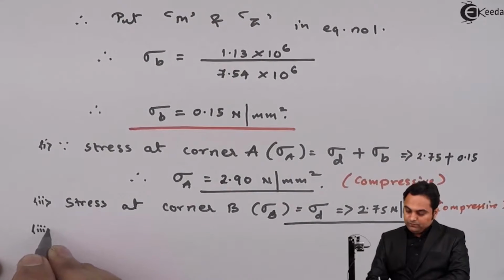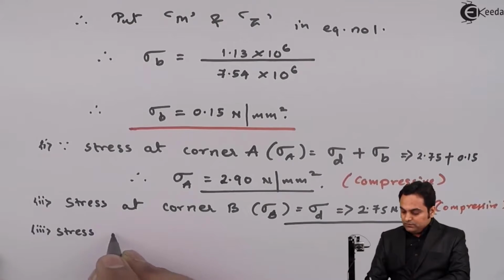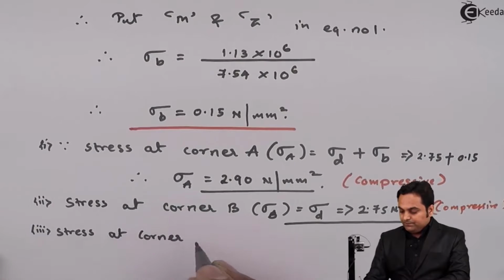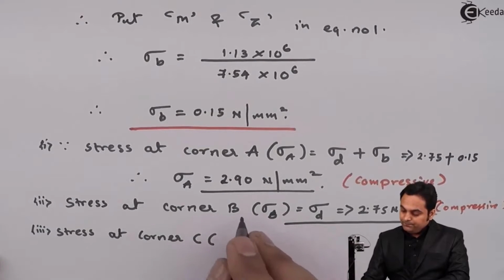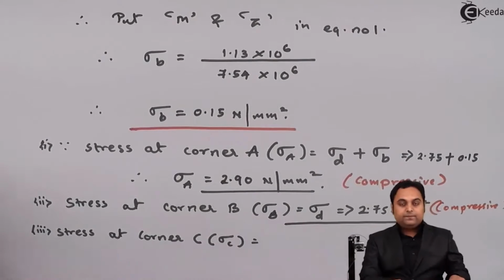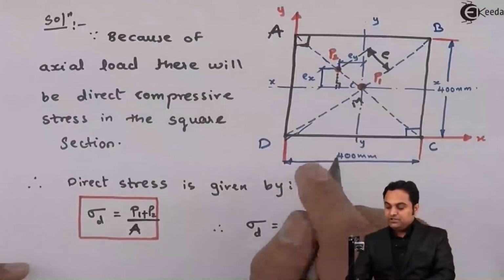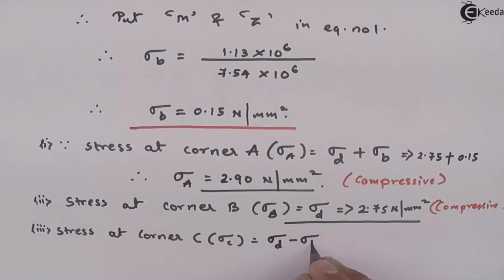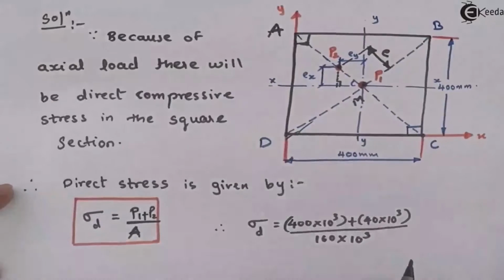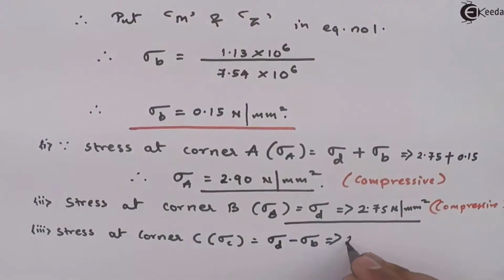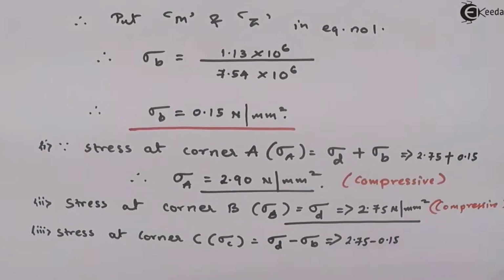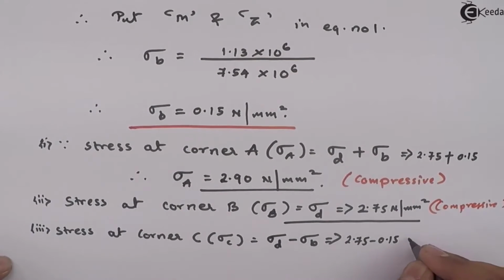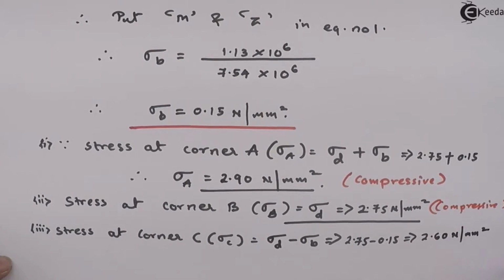Then the stress at corner C. Sigma C, as we see, the load is closer to A and far away from C, so it will be sigma D minus sigma B. For A it was plus because the load was closer to A. So here we have 2.75 minus 0.15, and that gives the value 2.60 Newton per mm square, and this is positive, so compressive.